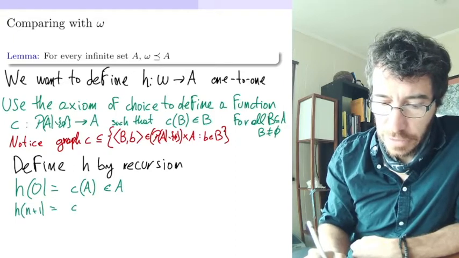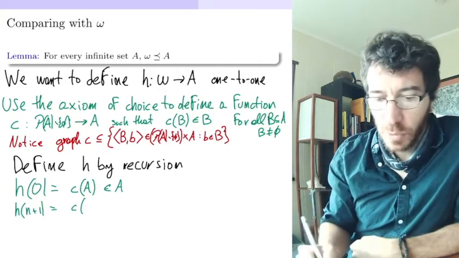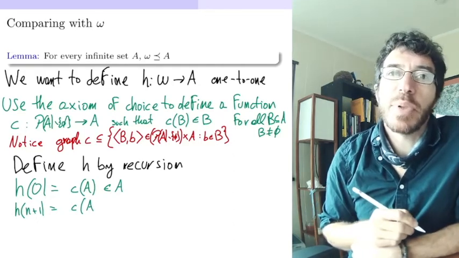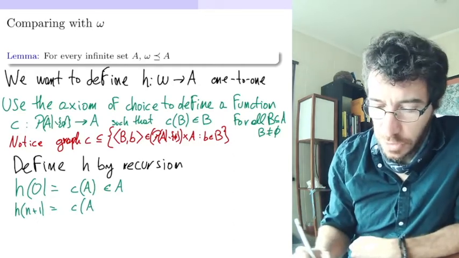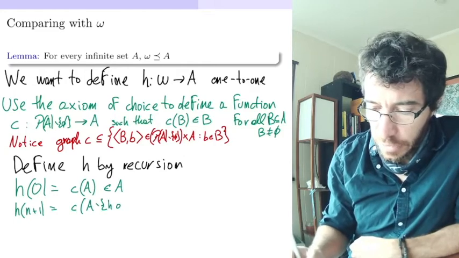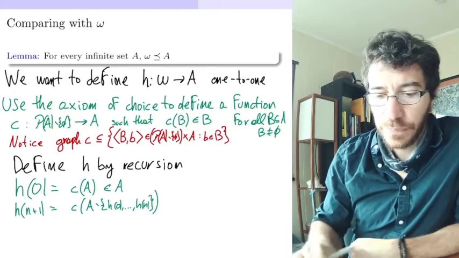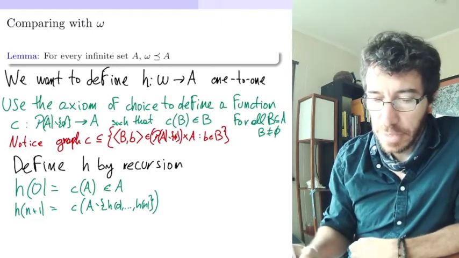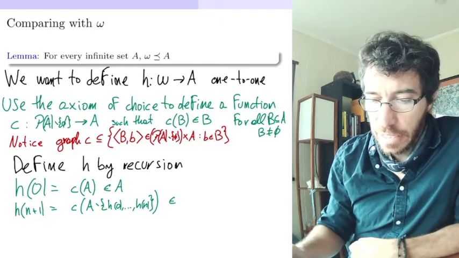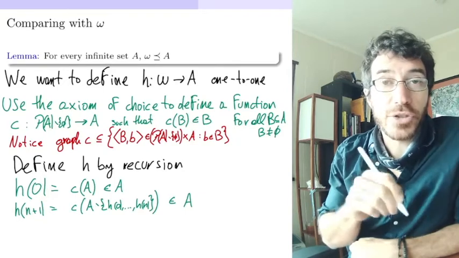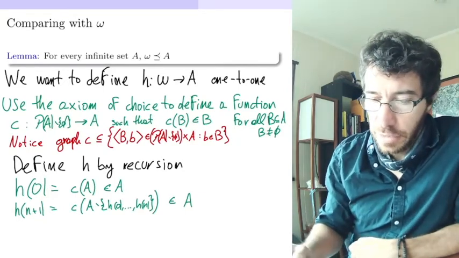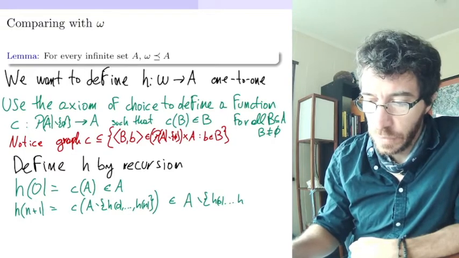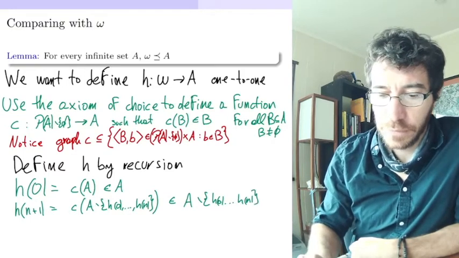And then in general, we're going to define H of n plus 1 to be a member of... what set do we want? We want something that belongs to A, but it's not equal to any of the previous ones, to make it one-to-one. So we're going to remove the set H0, ..., Hn, right? And now this is going to be a member of A. The choice function is going to choose a member of A that is different from H0, ..., Hn, right?